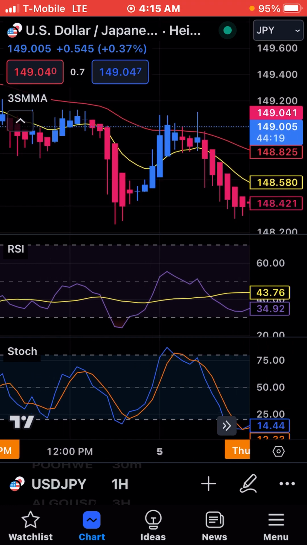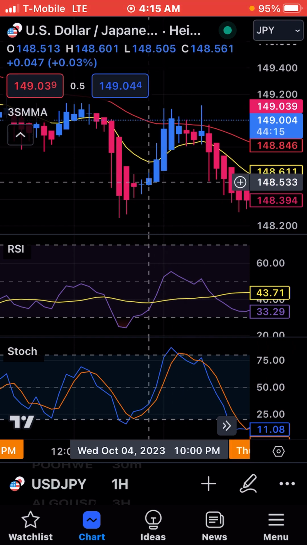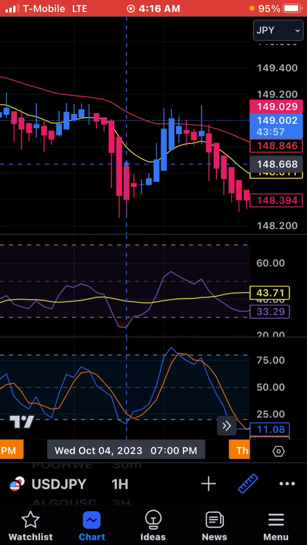Now it seems like every time it hits about 7 p.m., you usually see a spike where it goes up. I see that in most of the charts, that usually the price goes up once the banks open in Japan. But here we got 7 p.m. right here. So let's just do this trade.